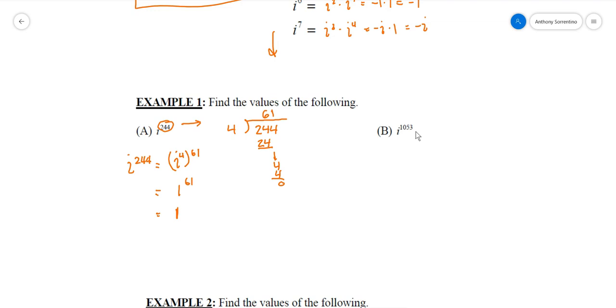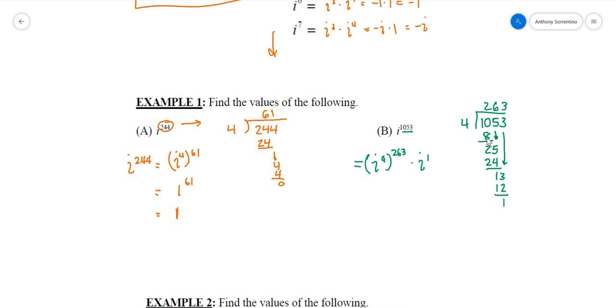In a similar fashion, if I take 1053 and divide it by 4, I'm just going to do this in fast motion. I get 263 and a remainder of 1, which means that i to the 1053 can be expressed as i to the 4th raised to the 263rd power times i to the 1st, that remainder.